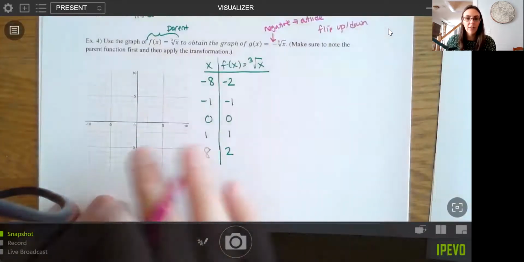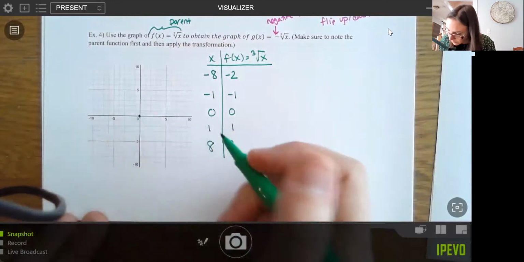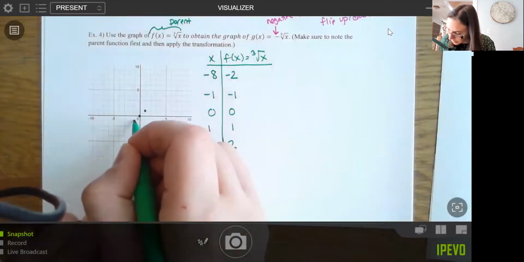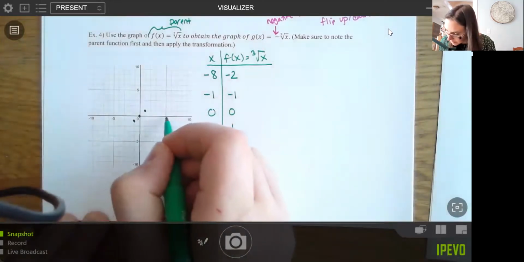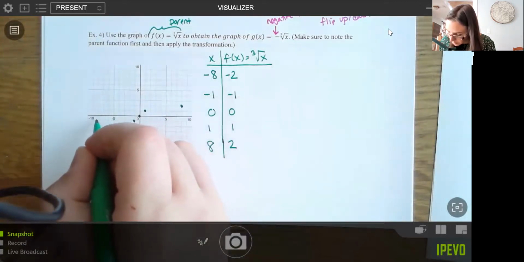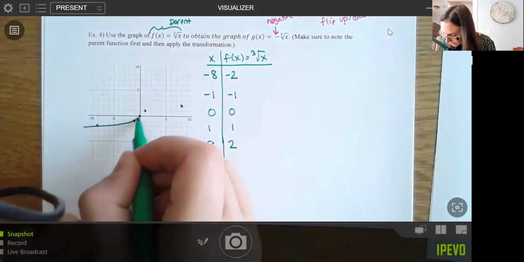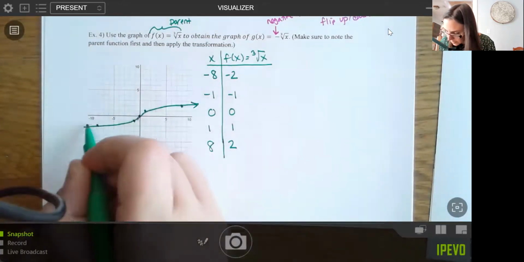All right, so let me draw my graph first, and then we're going to make that flip. So let's see, I have 0, 0, 1, 1, -1, -1, 5, 6, 7, 8, 2, and then 6, 7, 8, 2. Okay, so my graph looks something like this.